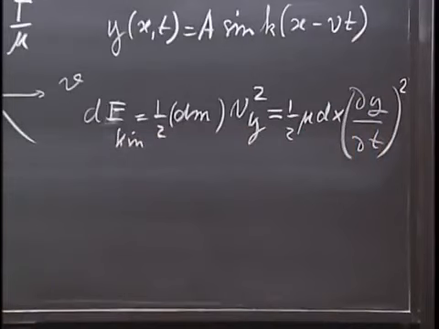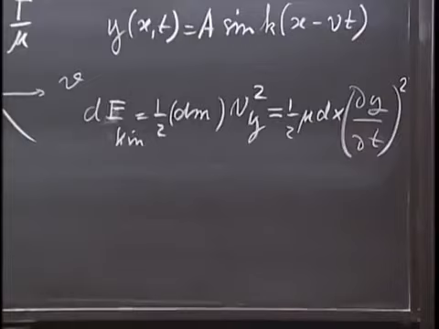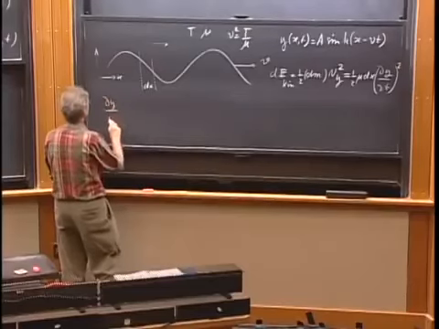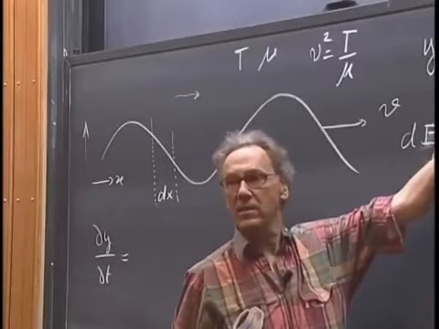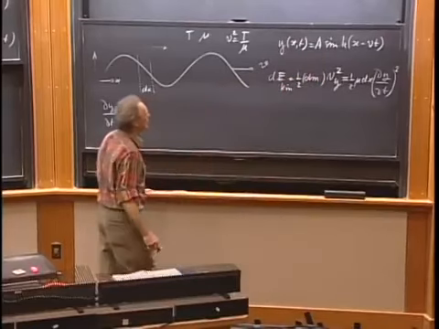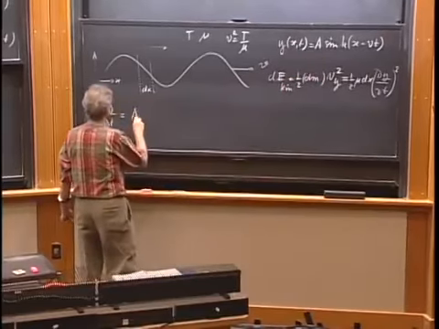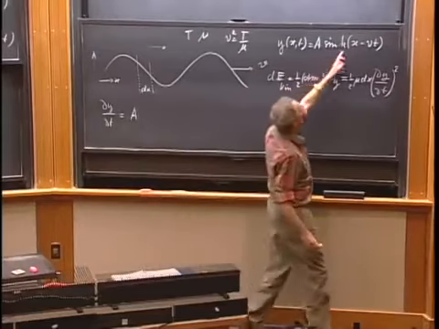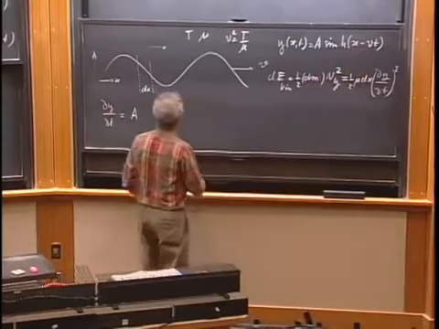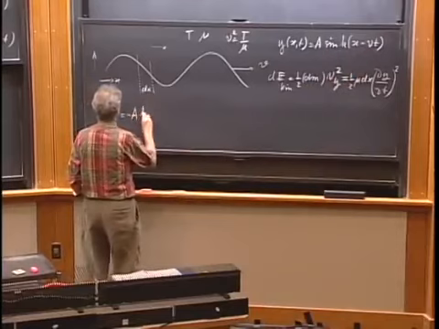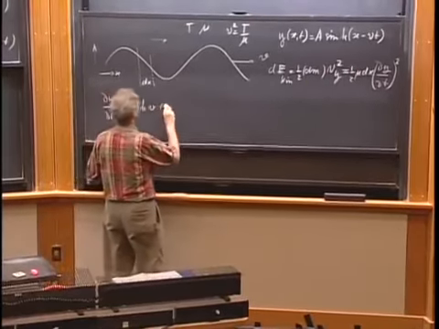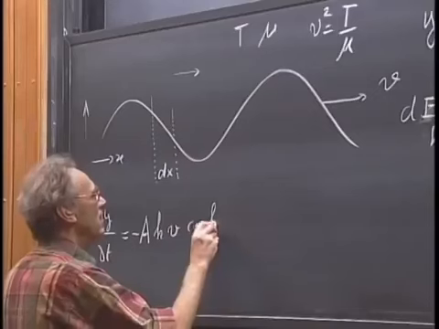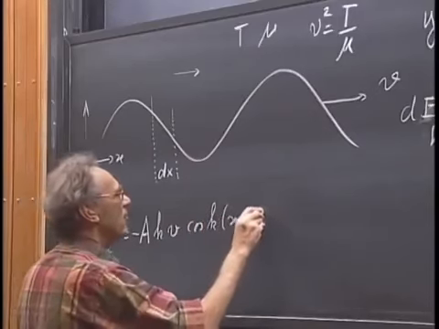So what is ∂y/∂t? Well, that's easy. That's a piece of cake. There is my function. So I get an A. Then I get a k and a minus v. So I get a minus and a k and a v. And then the sine becomes a cosine. And so I get k times (x minus vt).